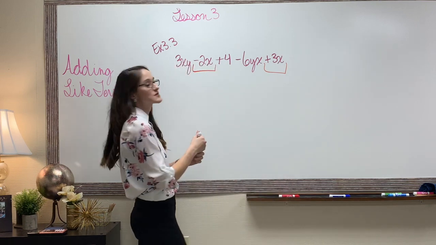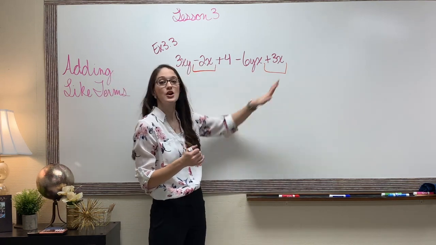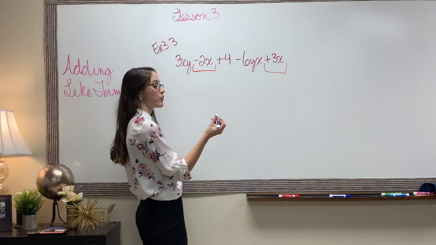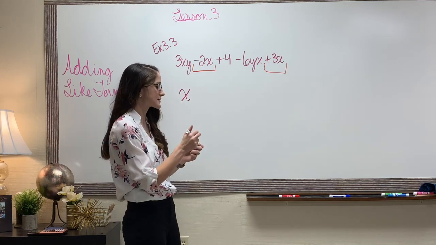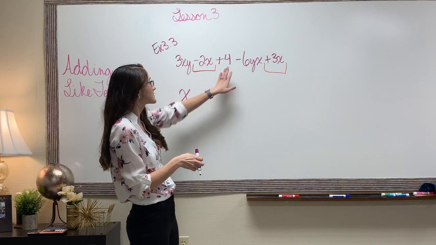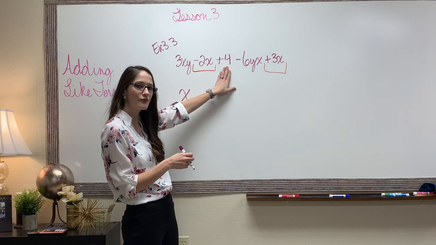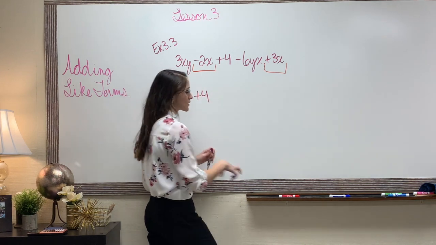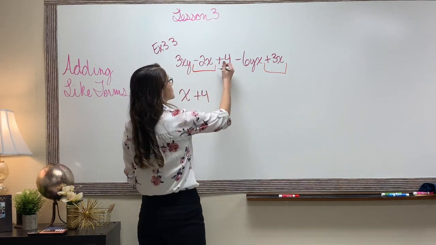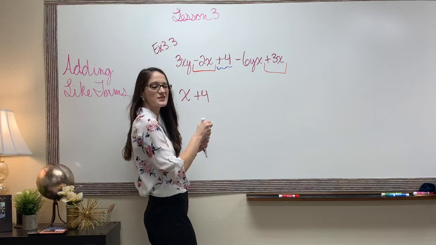Okay, and I'm going to add those two together. Negative 2 plus 3 is just 1, right? So we have 1x, and I'm just going to write x. Okay, and then I also see I only have 4. It's the only thing, it's by itself, so plus 4, it's solo. We'll mark it like that, just so we can see it.